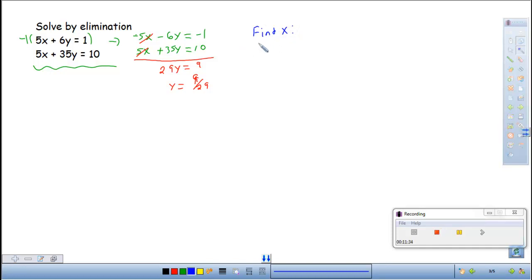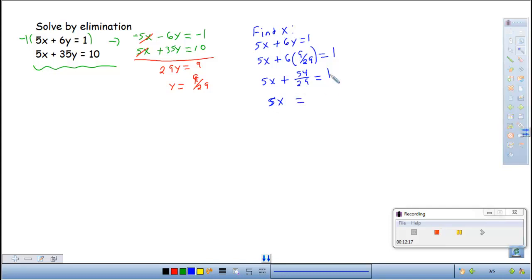And I'm going to use my first original equation. And I'm going to plug 9/29 in the place of y. So now I have 5x plus 6 times 9/29 equals 1. So that gives me 5x plus 54/29 equals 1. So I'm trying to isolate x, so I need to subtract 54/29. And we need to have a common denominator over there.